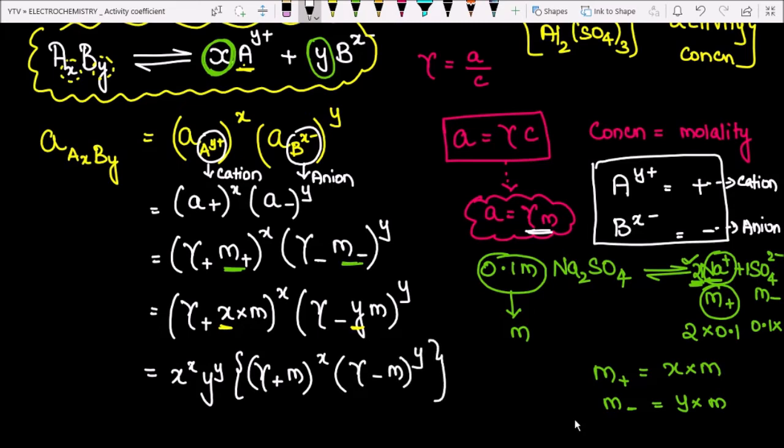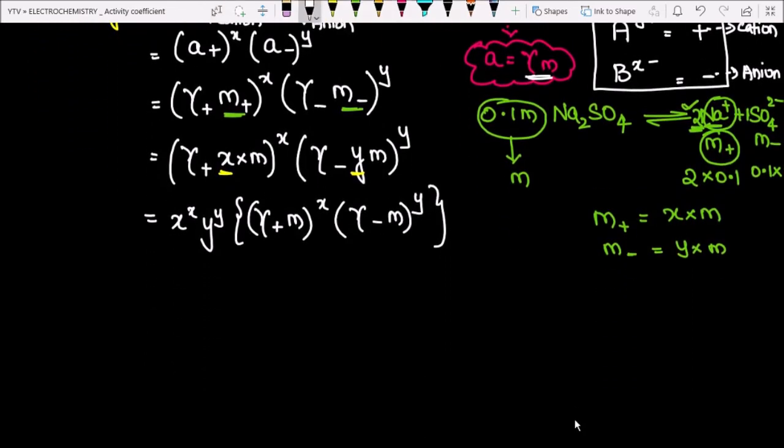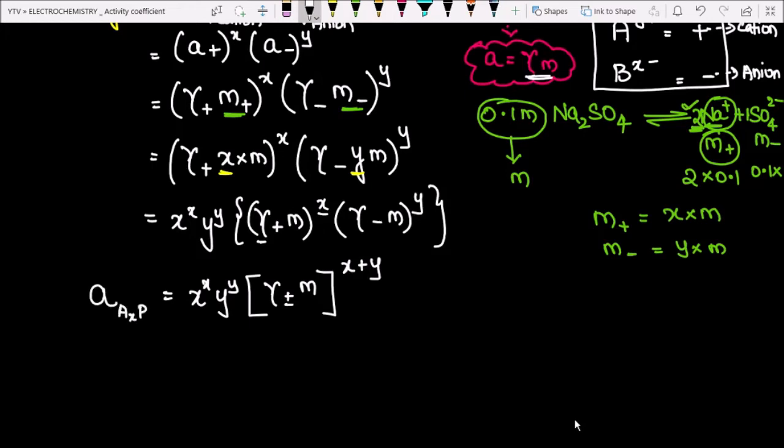Now just check, these two are gamma, right? Why is it plus and minus? It is just indicating the cation and anion. This is also gamma, this is also gamma. Now I can write it as x power x, y power y. If the base is common, we add the exponents, right? So we can write it as gamma plus minus. This plus and minus you can combine and write as gamma plus minus into m, the whole power x plus y. This is the value of activity of a salt AxBy. This is the value that we need to know.